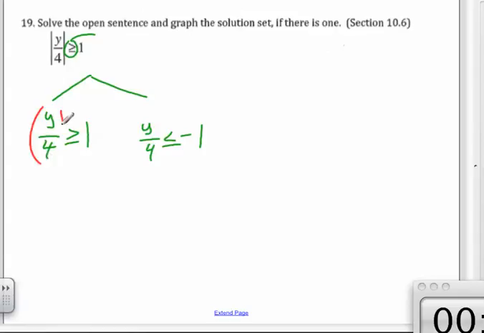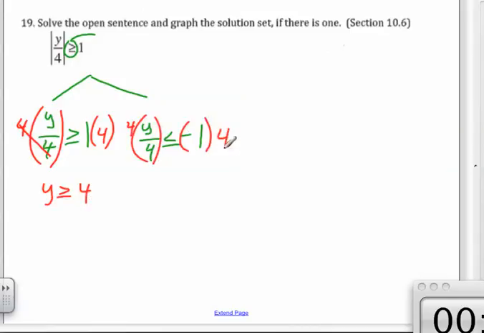I'm going to multiply both sides by 4. Do I need to flip the inequality, Alfredo? No, because I didn't multiply by a negative. All right, so the 4's cancel. I'm going to get y is greater than or equal to 4. I'm going to multiply this one now by 4 on both sides. I don't flip the inequality because I didn't multiply by a negative. The 4's cancel. I'm going to get y is less than or equal to negative 4.